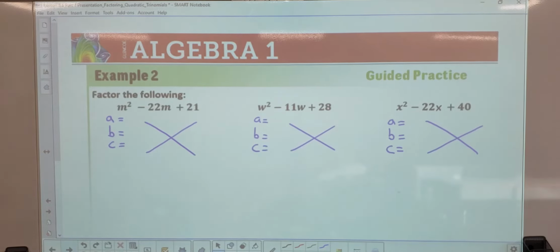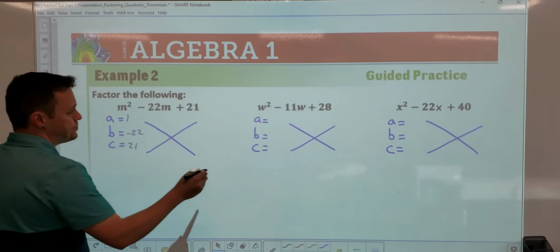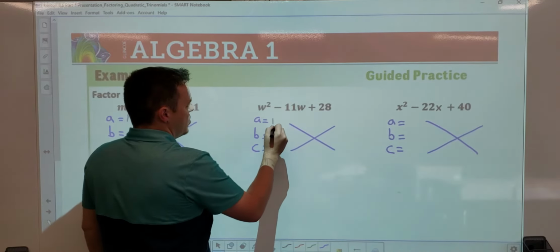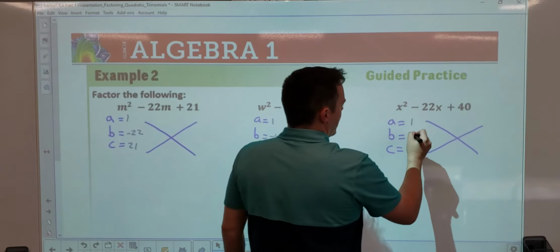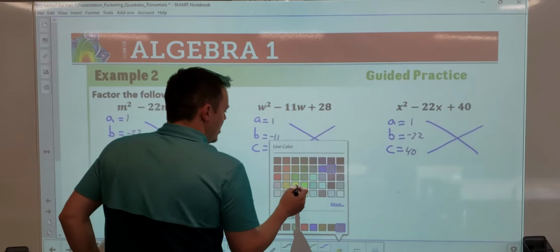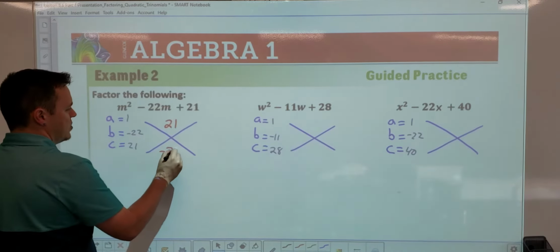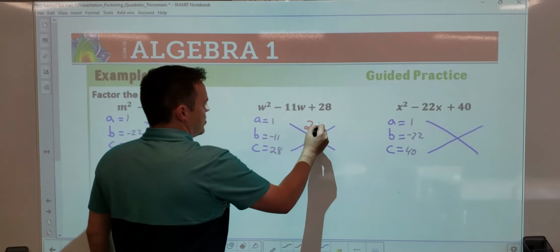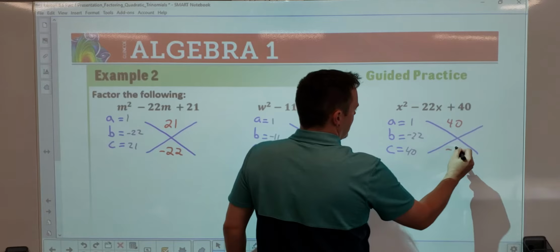All right, moving along kind of quickly here again. 1, negative 22 and 21. This is going to be 1, negative 11 and 28. 1, negative 22 and 40. All right, what two numbers? So when you have your setup, it's going to be simple enough where this is 21 and negative 22. This would be 28 and negative 11, and this one would be 40 and negative 22.